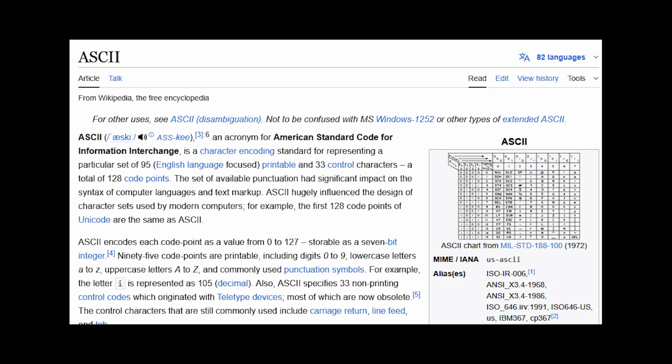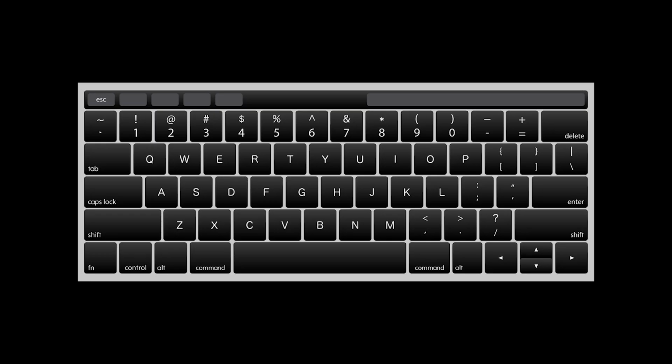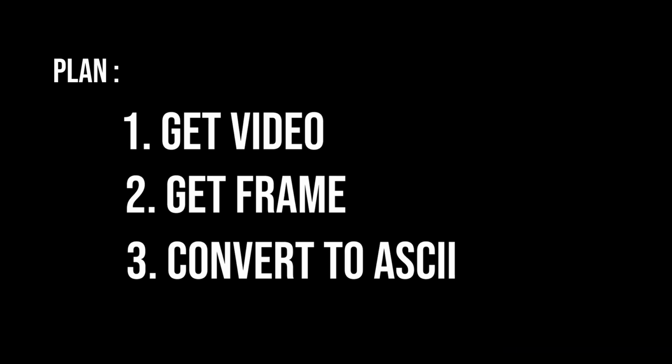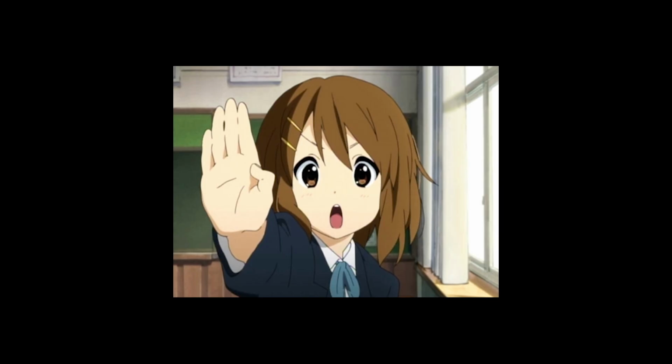This is where the ASCII format comes in handy. It might sound foreign to some of you guys, but it's just buttons on your keyboard. So here's the overall guideline plan. Get video, get frame, convert to ASCII, and print to terminal. Whoa, I feel like we're jumping a step too much here.